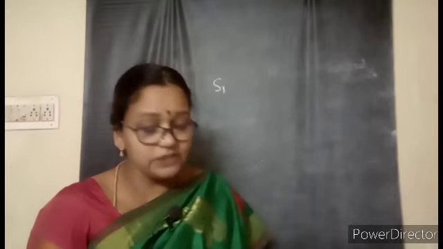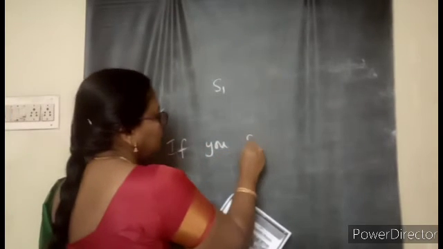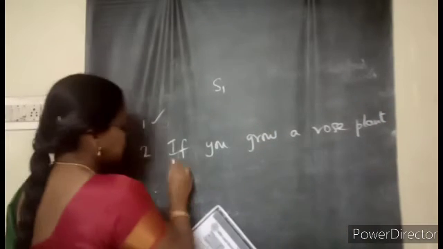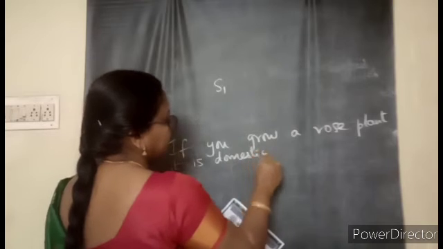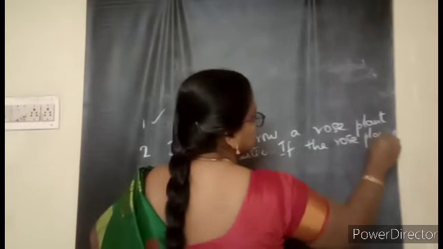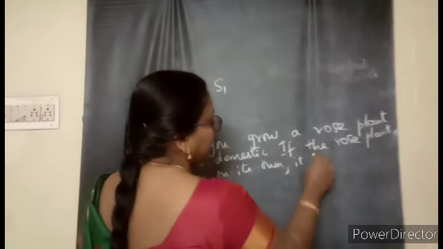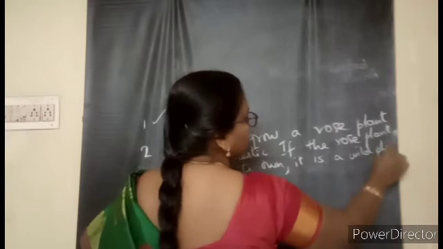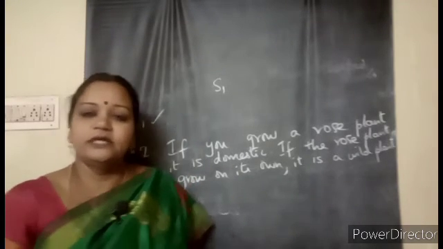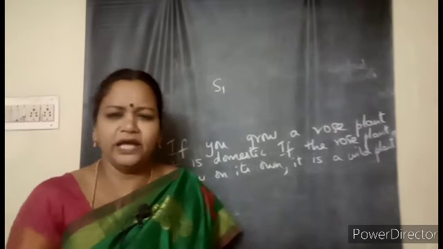Can the same plant be domestic as well as wild? Why are they asking? Yes, the same plant can be wild and domestic. If you grow a rose plant, it is a domestic plant. If the rose plant grows on its own, it is a wild plant. Yes, it can sometimes grow on its own also. As I told you, neem also can grow on its own. So when we take care and plant it, it is domestic. The same plant, when growing on its own anywhere, is wild. Sometimes that also happens. We throw the seeds here and there, and they start growing on their own. Any other example also you can give.